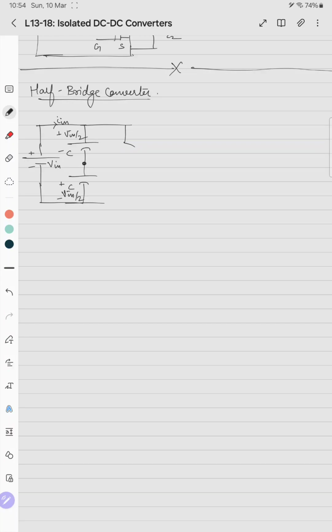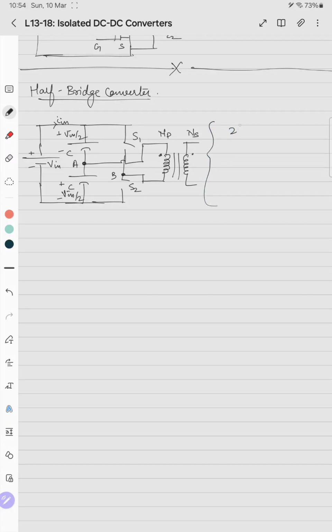Then we have these two switches. This is S1 and this is S2. Then we have these 2 points. Say this is point A and this is point B. So A goes here and B goes here. This is the primary side and this is the secondary side, NP, NS.